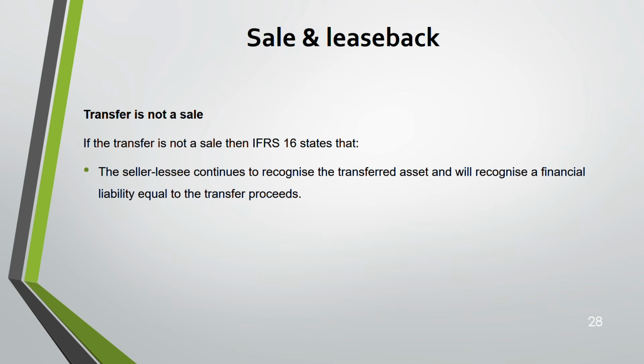Because it's not a sale, okay, so when you sell and lease back, the transfer is not a sale. If it's not a sale, then the seller, the lessee, continues to recognize the transferred asset. See what happens when something is not a sale? You recognize the asset, no? So here also it is the same thing. The lessee, who is the seller, continues to recognize the transferred asset and recognizes in the statement of financial position a financial liability that is equal to the transfer proceed. That means whatever the transfer proceed is, that is the financial liability.